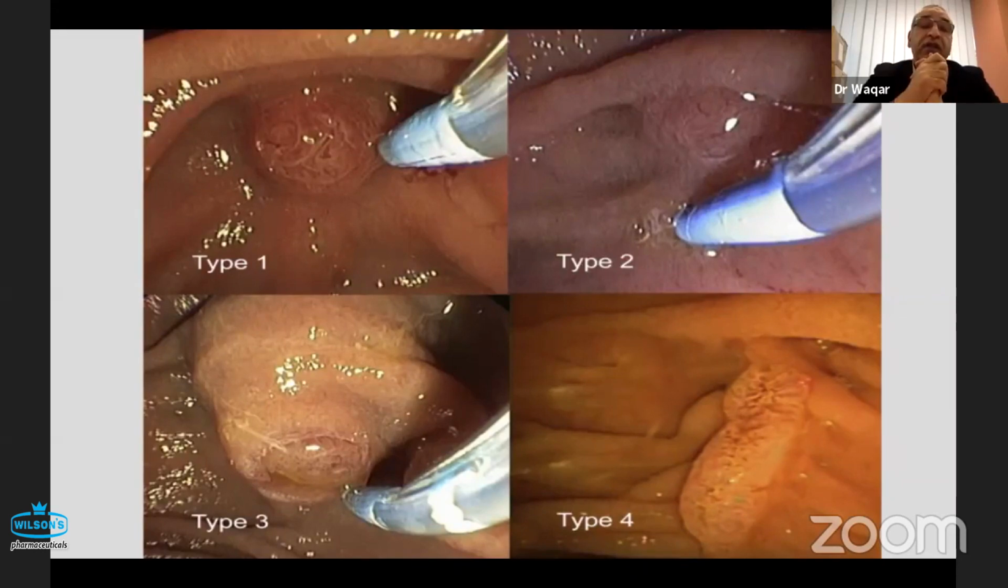In fact, they classified the various papillas into 4 major categories. The first major category, type 1, was the normal papilla. The second one was termed the small papilla. The third one was the pendulous, or floppy, or protuberant papilla. And the fourth one was classed as the creased papilla.